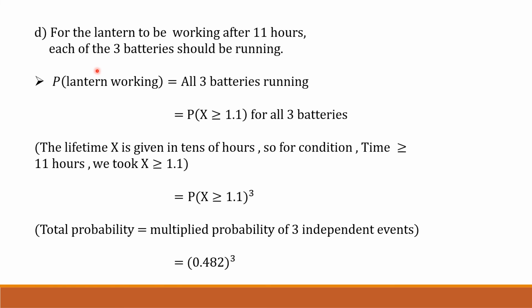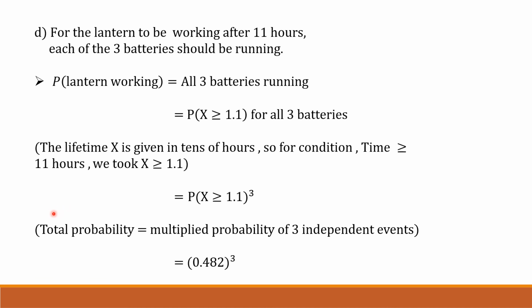For the last part, for the probability of lantern working after 11 hours, we want all the 3 batteries running. And for that we want the probability of x greater or equal 1.1 for all three batteries. Here we have taken x greater or equal 1.1 because the lifetime x is given in tens of hours. So for condition time greater or equal 11 hours to be satisfied, we took this.